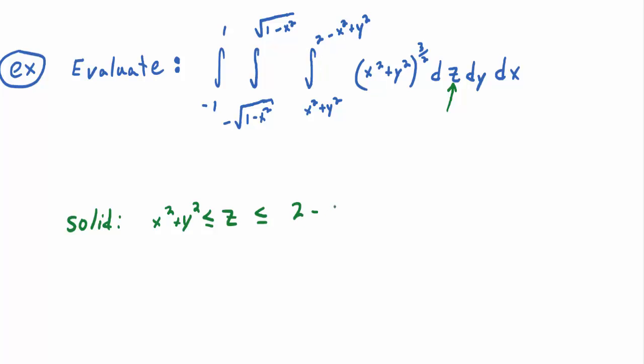2 minus x squared. And that really should, let me see here if I copied that right. Yeah, that really should be a minus right there. Sorry about that. Minus y squared. Otherwise, I'm not sure what that would look like. There. Okay. So that's the upper bound on the z.